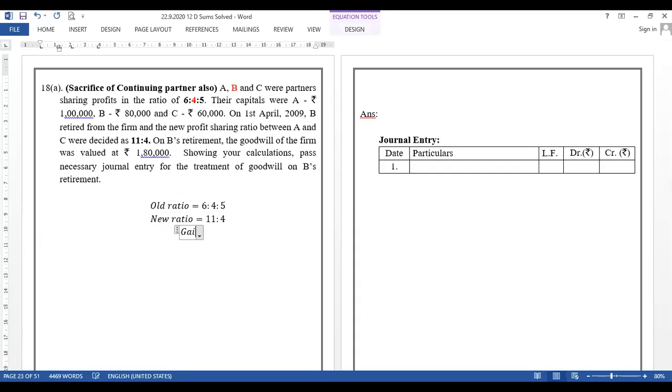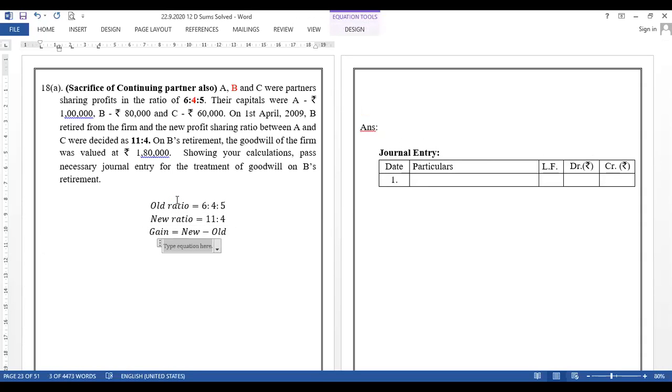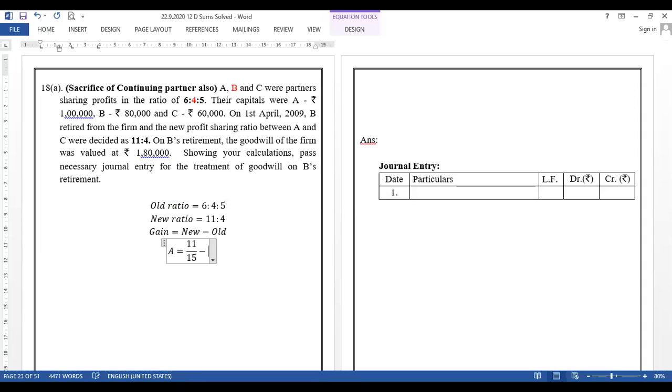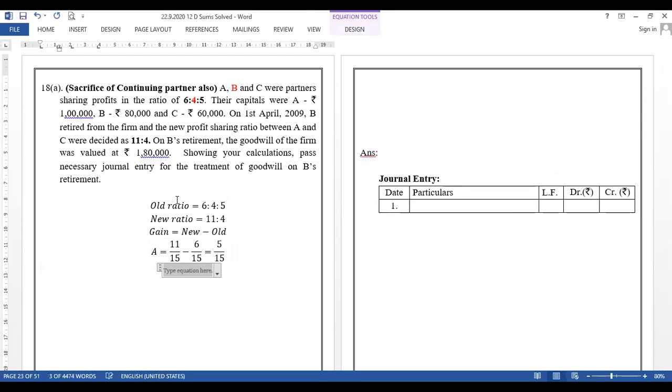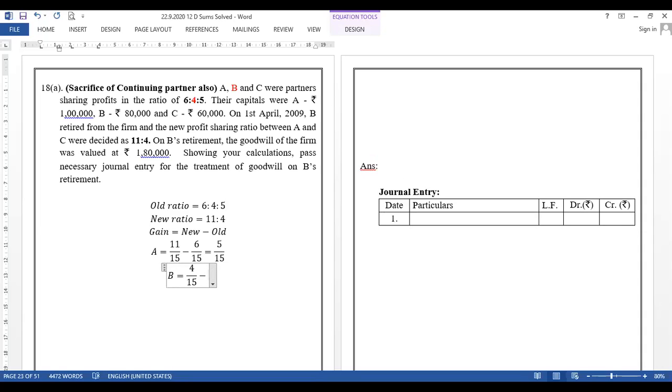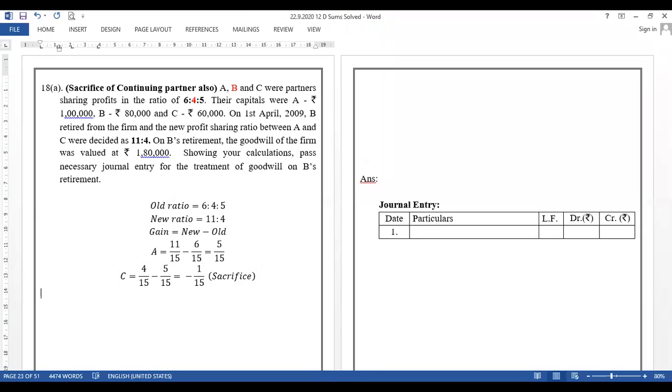Old and new are given, so gain can be found: gain is equal to new minus old. Let us do it for A. A's new share is 11/15 minus old share 6/15, right? So 11 minus 6 is 5/15. Now for C, new share is 4/15 minus old share 5/15. So that will be equal to minus 1/15. While calculating, a negative answer has come, so we need to write it as sacrifice. This means that one of the partners, an existing continuing partner, also sacrifices.